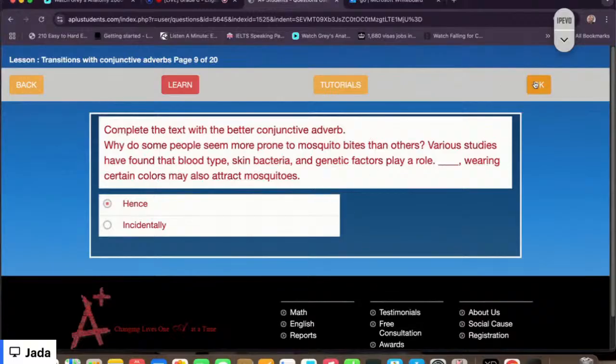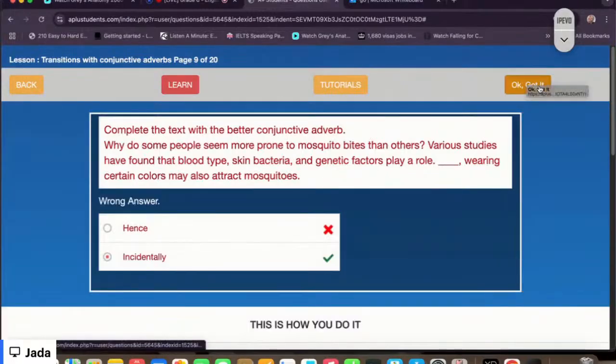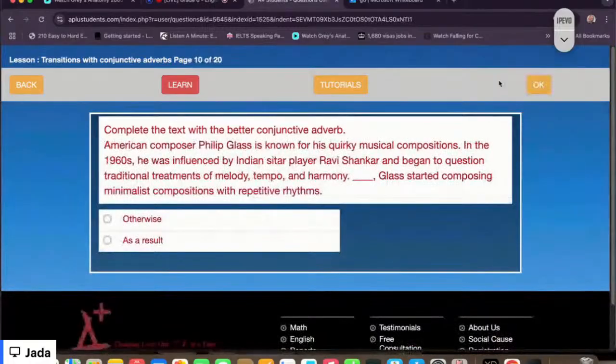So we have incidentally, okay? Not hence. All right, so what do you think is the answer to this one? Is it otherwise or as a result?